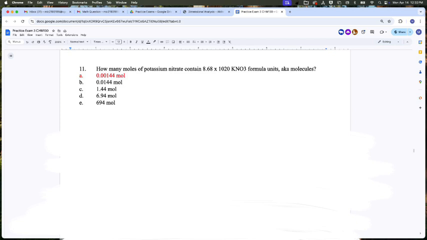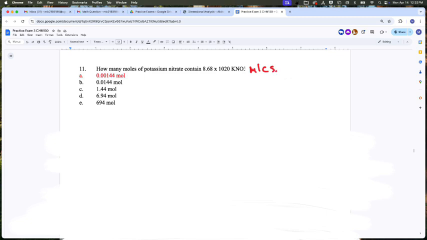Question 11 brings in weird units that I'm not a particular fan of, though again, I understand why they want to use them. Formula units is just a fancy way of saying molecules. Which one are you more comfortable with? Then make it molecules. Okay, and I'm going to make it molecules by writing MLCS.